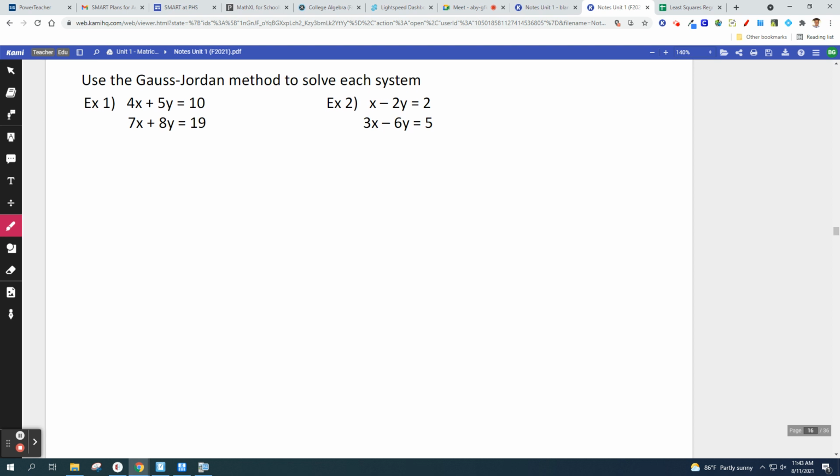Example 1, use the Gauss Jordan method to solve each system. So step 1 says, give me the augmented matrix. You need to write kind of small. There's a lot going on in these problems. Augmented matrix. I think half the battle is just knowing what in the heck you're doing on these problems.